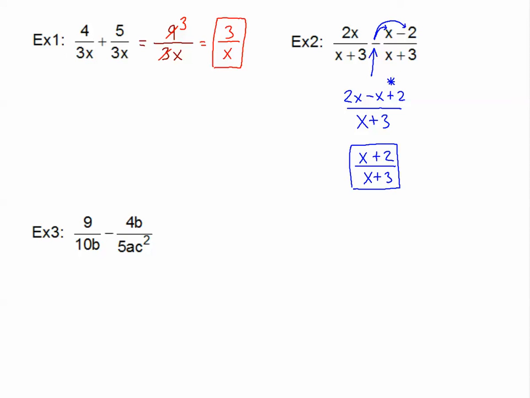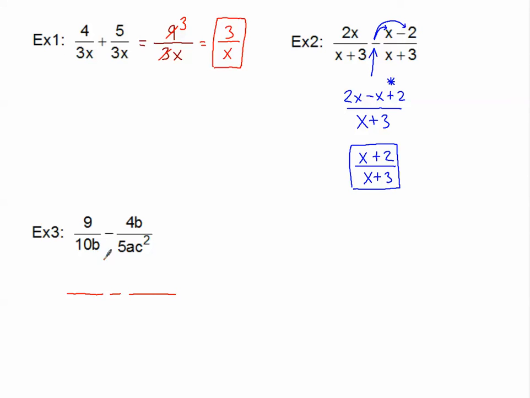Finally, our example 3. This is the first problem that we actually don't have, on this page at least, the same denominators. So there's no way to do this subtraction yet. We need the denominators to be identical. And this time we have a lot. We've got some numbers and we've got some different variables. So we have to figure out what needs to happen to make these denominators the same. We need to find the LCD.